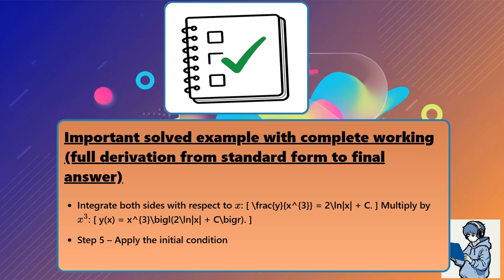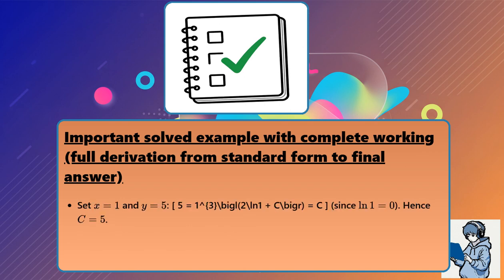Step 5, apply the initial condition. Set x equals 1 and y equals 5. 5 equals 1 cubed times (2 ln 1 plus C), which equals C because ln 1 is 0.